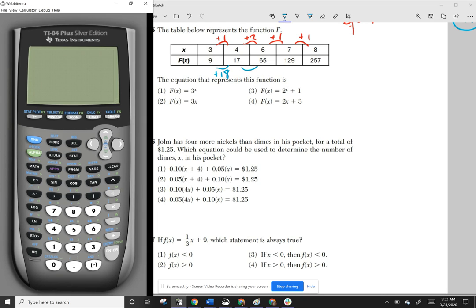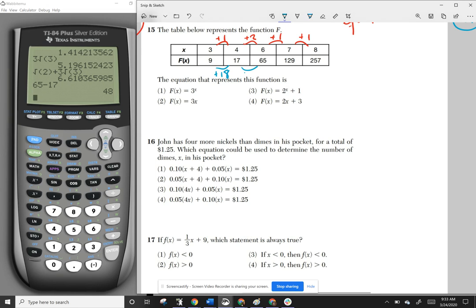17 to 65. I'm going to do this in the calculator and show you guys how to do it as well. You're just going to subtract the smaller from the bigger. So 65 minus 17. So we get plus 48. 65 to 129, we get plus 64. And 129 to 257, we get plus 128.